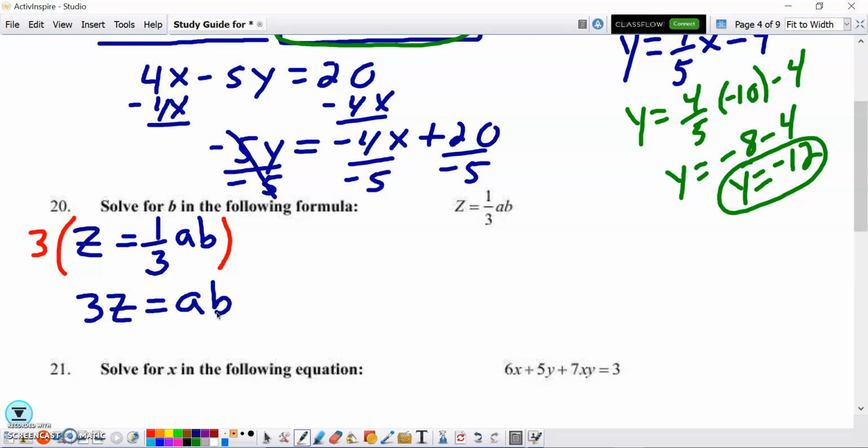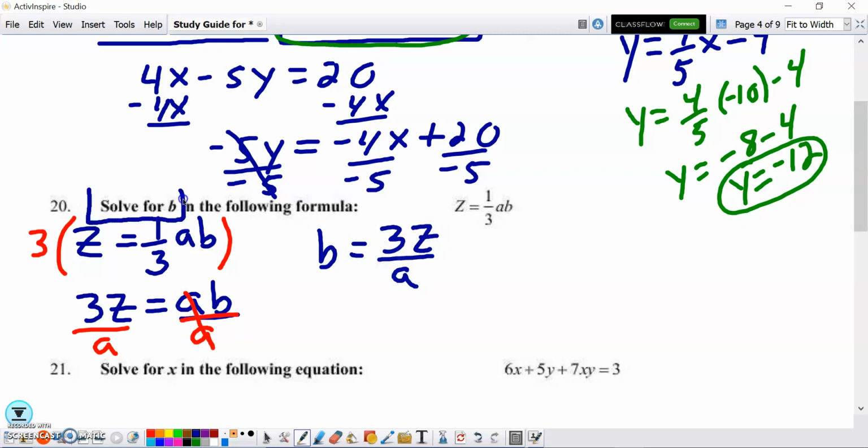And my last step, get the b by itself. So divide everything by a. Voila, b is now by itself. B equals 3z over a. So that's the first part, solve for b. And that's all we had to do for that one, it looks like. Just get b by itself. So number 20 is done.